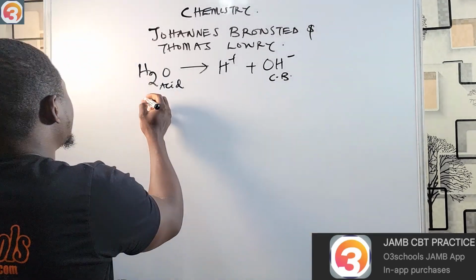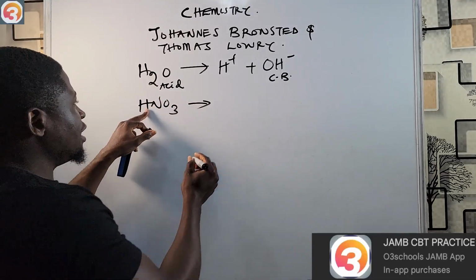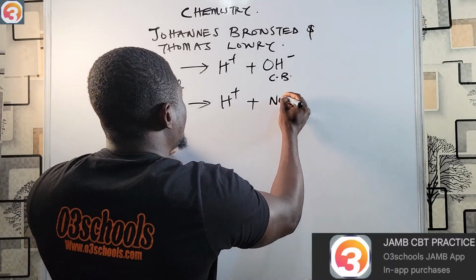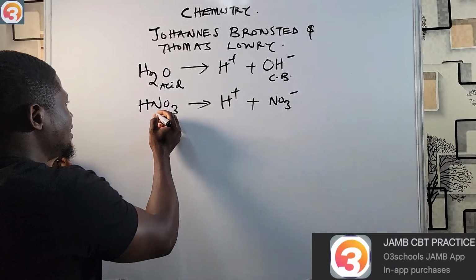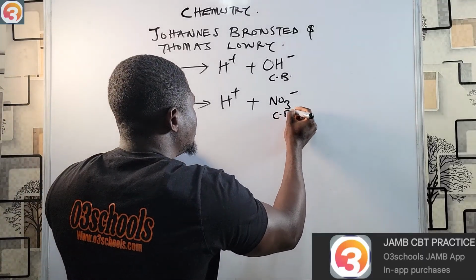Now, let's see another example. Let's say HNO3, donating a proton. I'm going to have H+ plus NO3 minus. This is the acid, and this is the conjugate base.